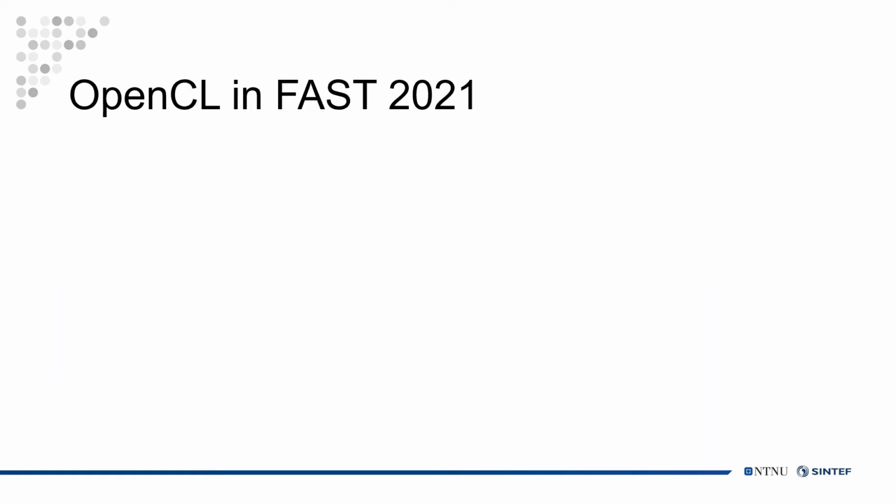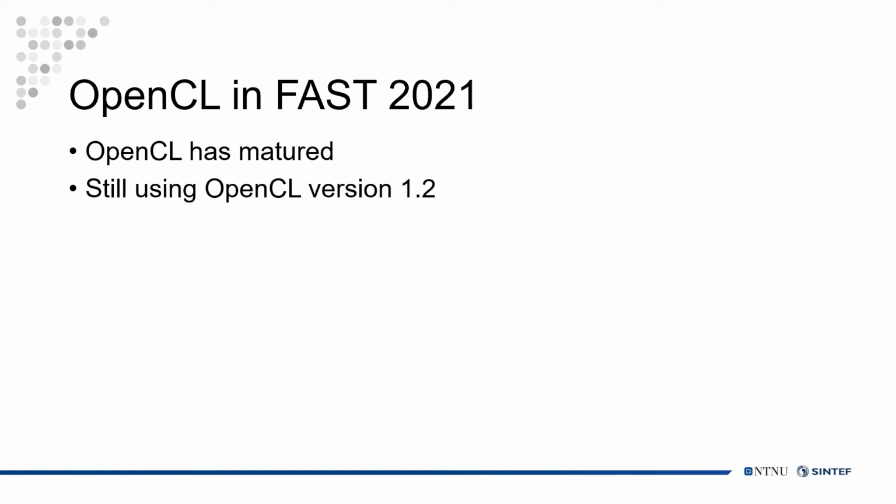Now, in 2021, I would say that OpenCL implementations have matured a lot. Nonetheless, FAST is still using the now 10 years old 1.2 version of OpenCL. This is mainly because NVIDIA is still stuck at version 1.2, and we want FAST to work on all major platforms such as Intel, AMD, and NVIDIA.